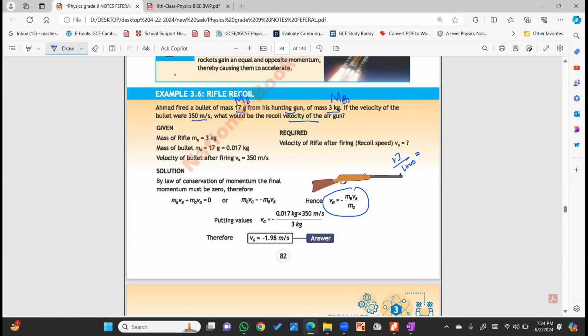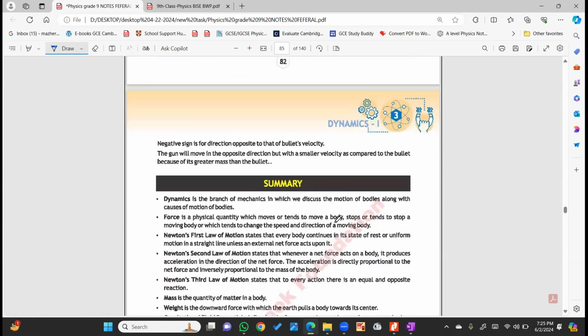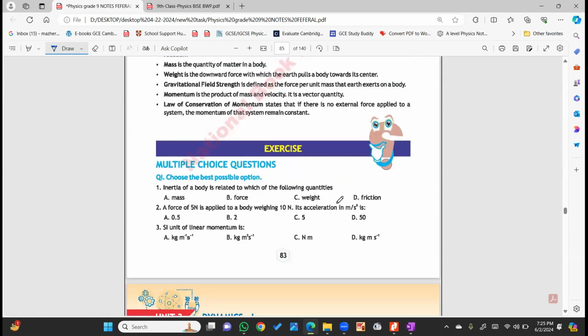And the negative sign is indicating what? I told you in the last lesson as well what the negative sign indicates. What is the significance of the negative sign? Yes, opposite direction. It has an opposite direction. Good. So that is the end of chapter number 3. Review the topic that we have just done and let me know if you have any questions from it.